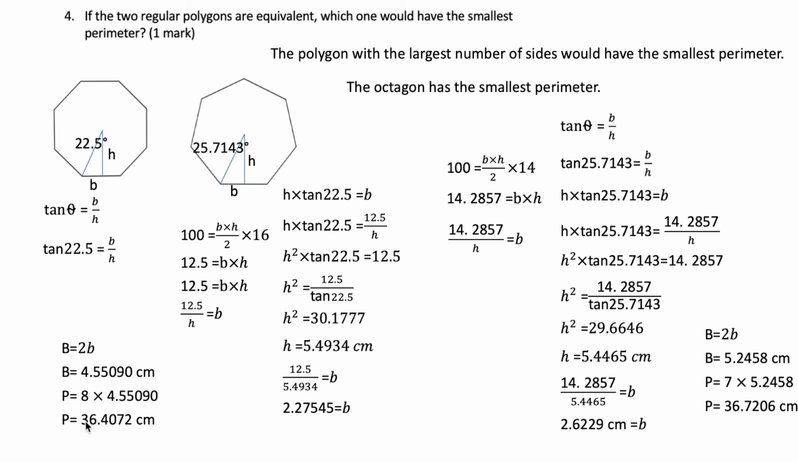The perimeter of the octagon is less. It's 36.4072, and this is 36.7206. So even though they have the same area, the octagon has a smaller perimeter, which demonstrates that the polygon with the largest number of sides has the smallest perimeter if we're talking about equivalent figures. And we're talking about regular polygons.